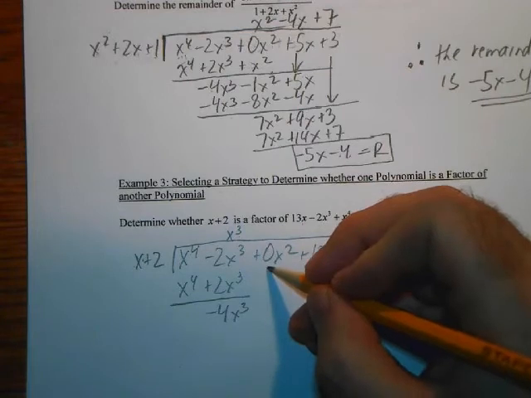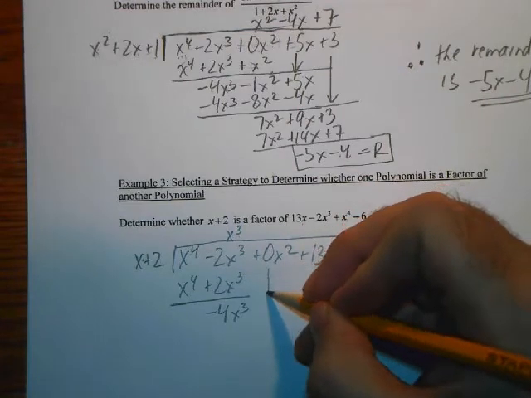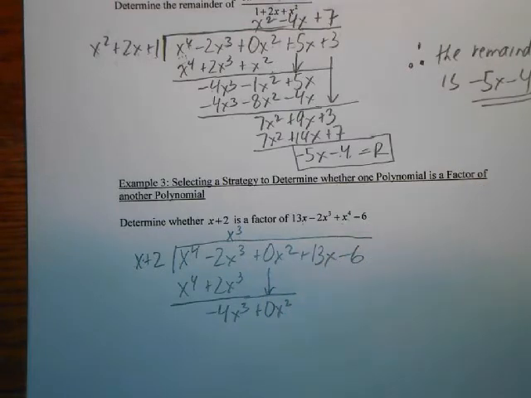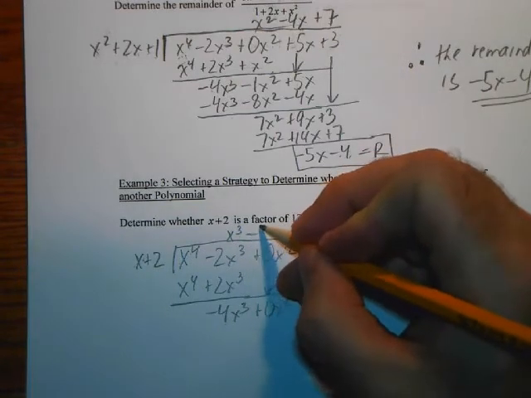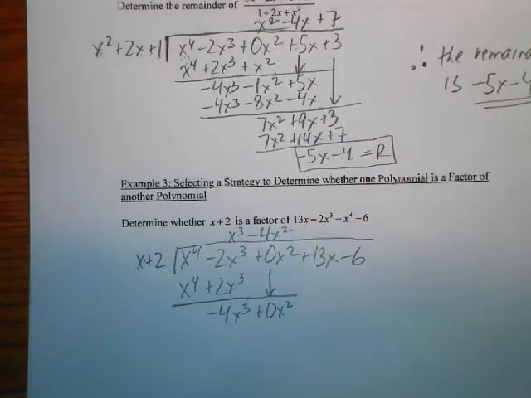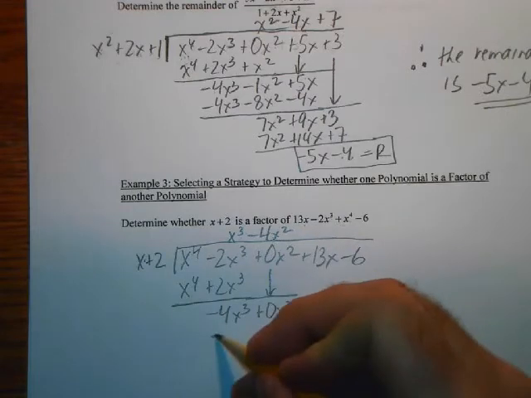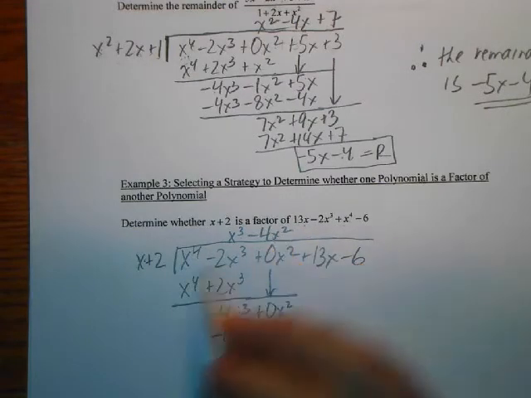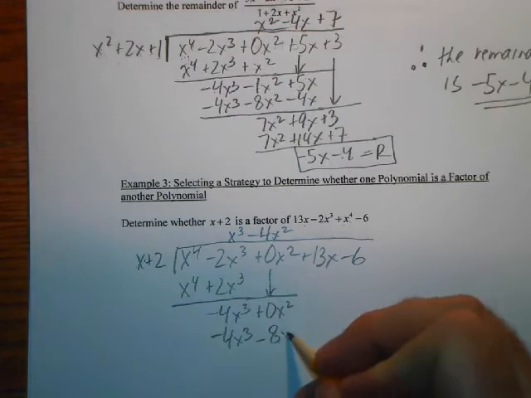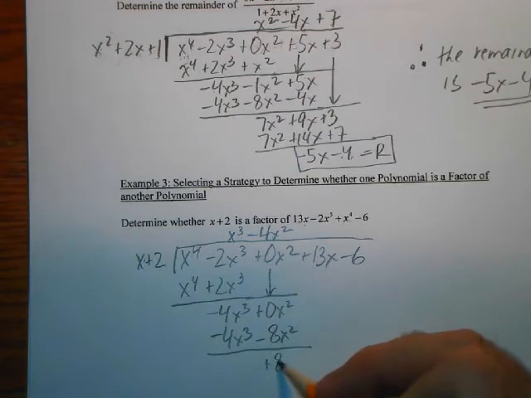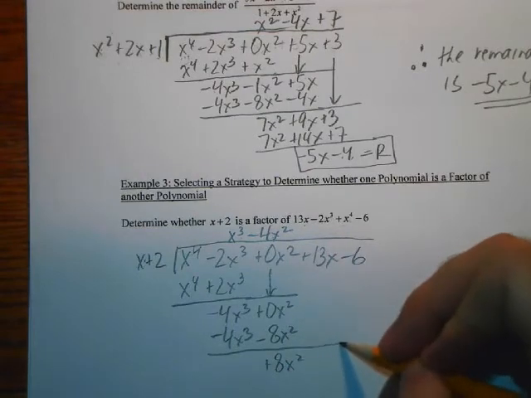Now, we're going to bring down this 0x squared and start this process again. What do I multiply x by to get negative 4x cubed? That would be negative 4x squared. Now multiply negative 4x squared with both of these. We get negative 4x cubed, and then negative 8x squared. When we subtract, we get positive 8x squared. And now we bring down the next term.